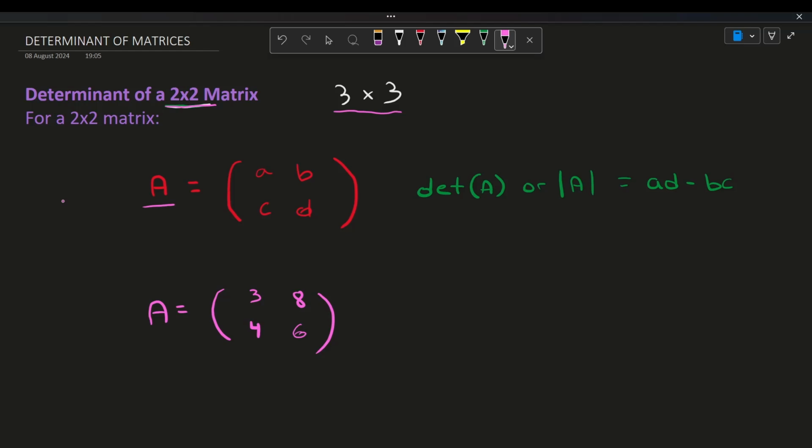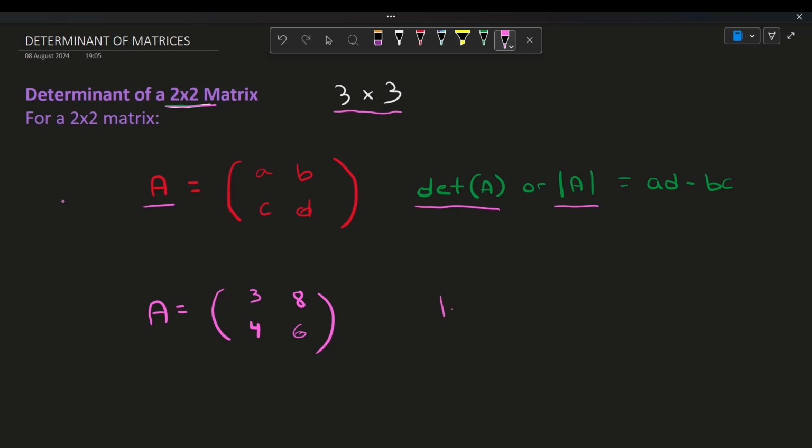So if we have matrix A, and that's a, b, c, and d, the determinant of A, or det A, can also be written as this symbol right here. That is ad minus bc. So this is a pretty straightforward topic. So now, let's apply this into a question.